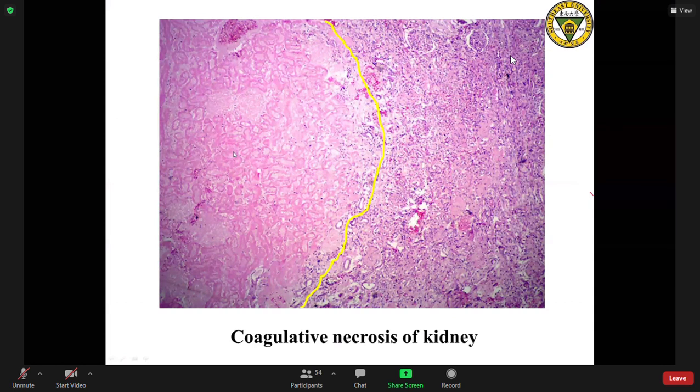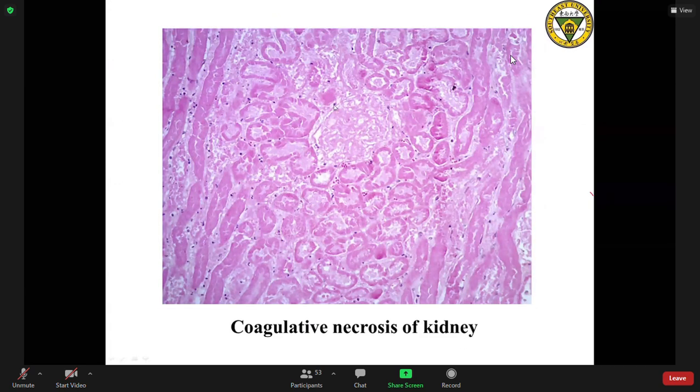The character, as we have said, is that the nuclei are different. The right part has many nuclei, but the left part has no nuclei. We can still see the glomerulus and many tubes in this necrosis area. This is the border. So coagulative necrosis of the kidney is the character.